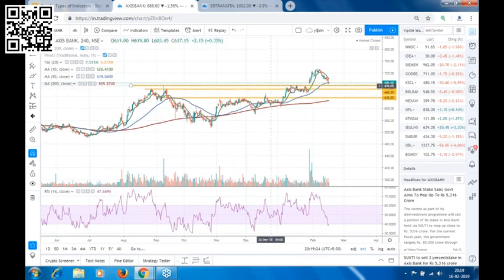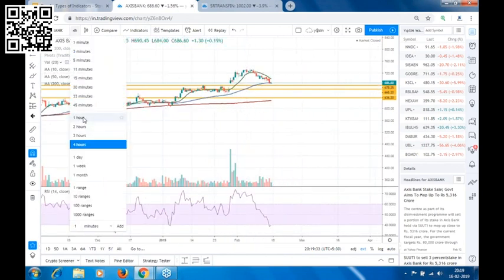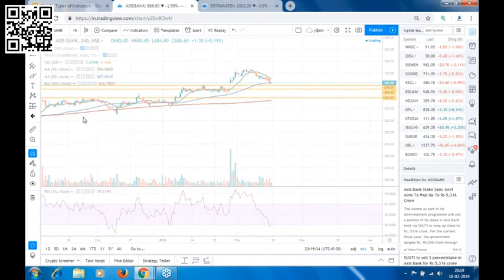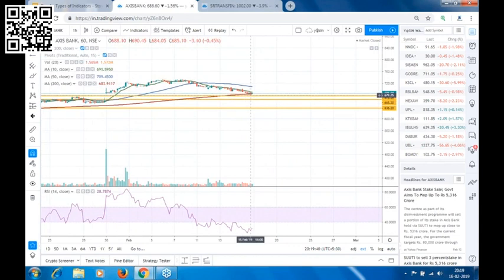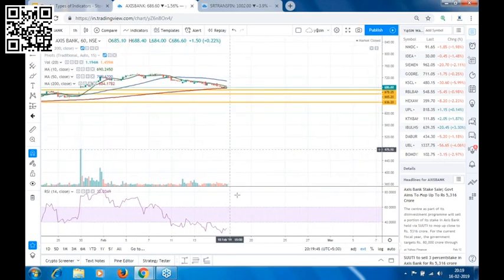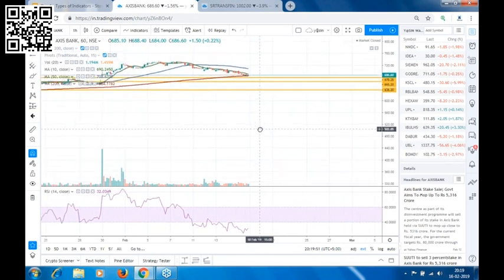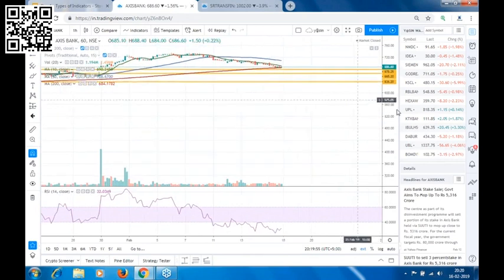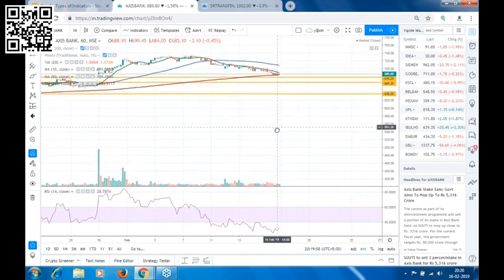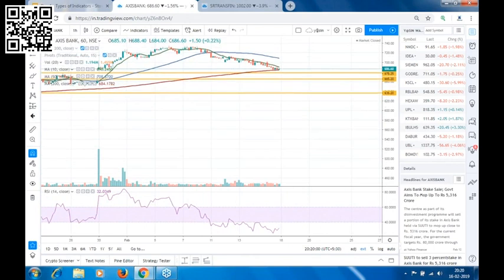This is your support zone that it needs to break. And in the 1-hour time frame, your stock is on a 200 period moving average support. And again, if you look at the RSI, it is now in the upward direction towards the 40 mark. So in Axis Bank, our short will be below 678, not before that.